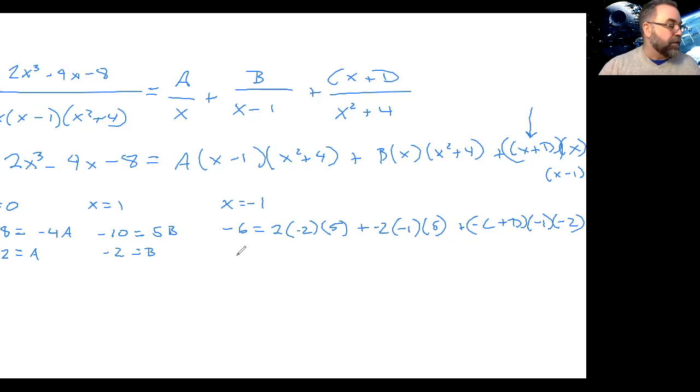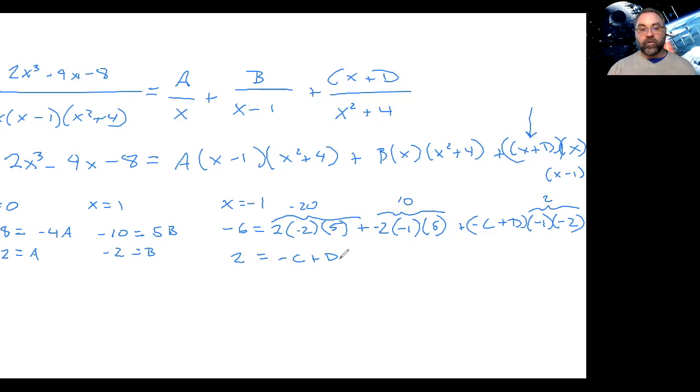So simplify all this, and what you'll see is positive 2 equals negative c plus d. When you multiply all this out, you get negative 20. Multiply all this out, you get 10. Okay. Here's a positive 2, so that's how we're going to get 2 equals c minus d. We need one more equation that has both c and d in it.